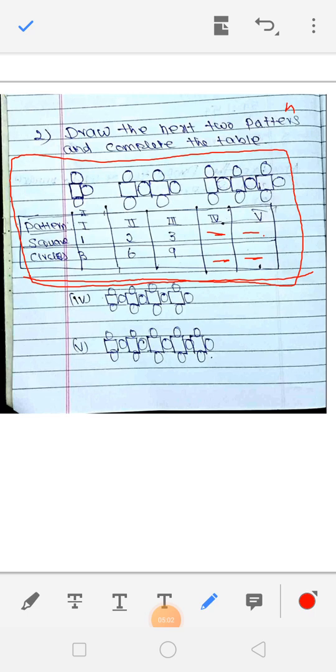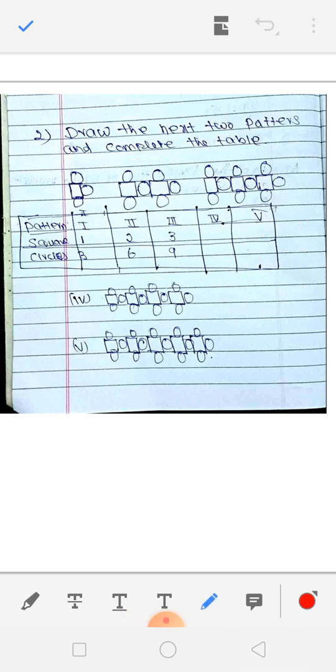Okay, so look at the first diagram. Where is the first diagram? Here. How many squares? One square. So in the middle we have only one square. How many circles are there? Three circles. So the first pattern is one square and three circles.